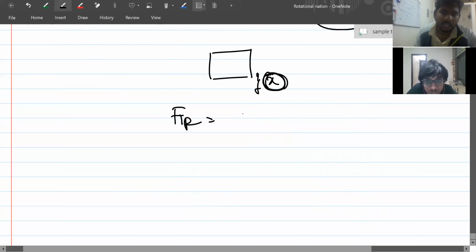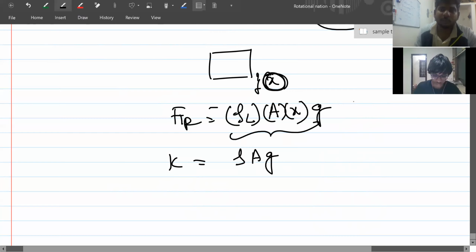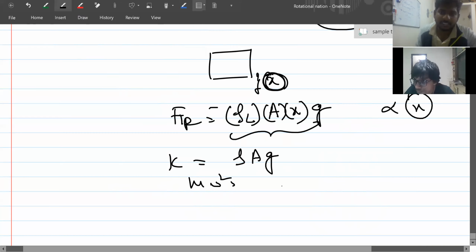That is rho of liquid into extra volume. Extra volume is how much? Area into x, right? Into g. That is the extra force. Got it? So k is equal to rho a g, because rho a g into x is proportional to x, right? So that means m omega square is equal to rho a g. That means omega is equal to root over rho a g by m.